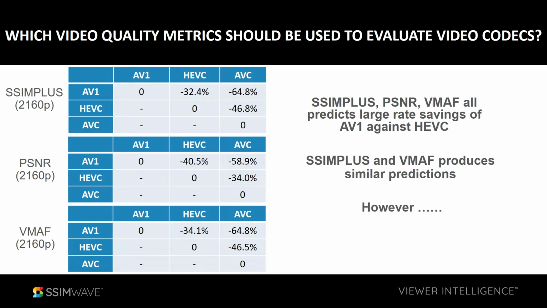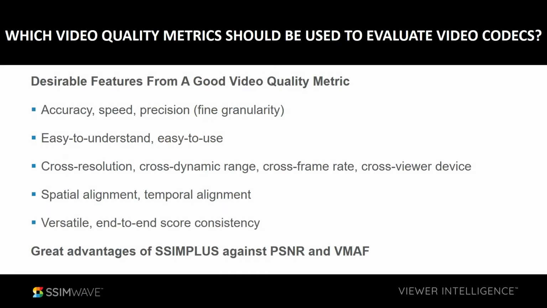But the real question here is which quality metric is a better way to evaluate a video encoder. This is a way to evaluate encoders, but this is not the right way to evaluate video quality metrics. For video quality metrics, you're thinking about a lot of other things. You have a lot of desired properties, desired features from a good video quality metric you want to use. Accuracy is one thing.